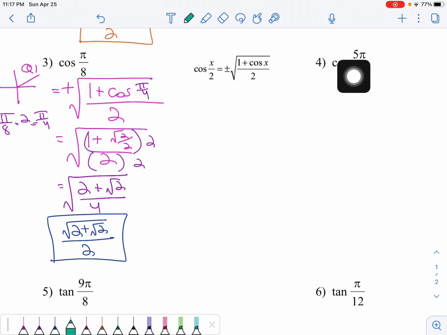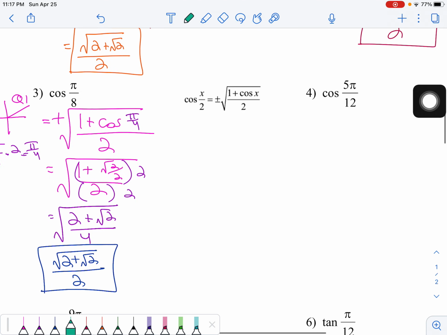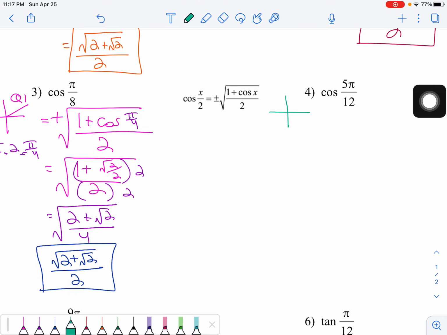All right, number 4. Cosine of 5 pi over 12. So first thing I want to figure out is where is 5 pi over 12? If it helps, draw yourself a little picture. I know sometimes working with fractions is not the easiest thing, but if you convert it to a decimal, 5 over 12 is a little bit less than half, which means I would be in quadrant 1. And in quadrant 1, cosine is positive. So this is going to equal positive square root of 1 plus cosine.